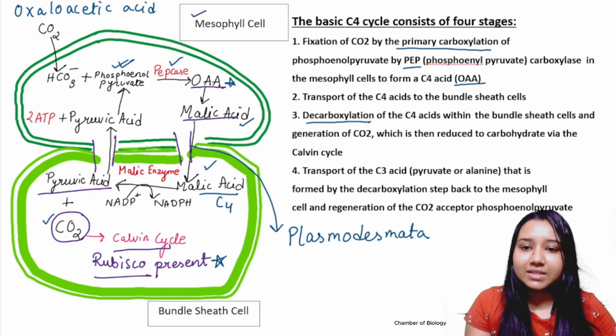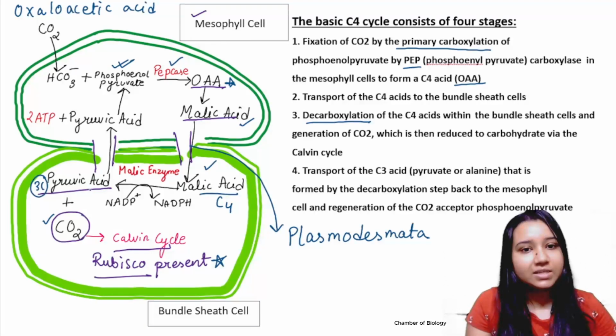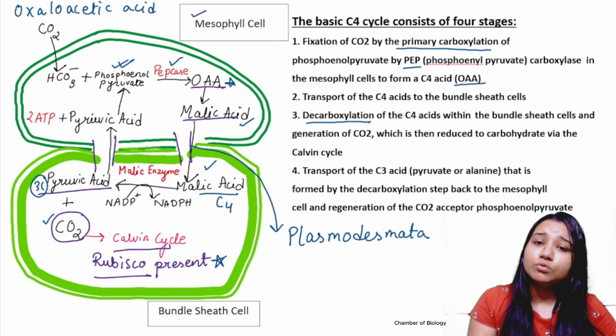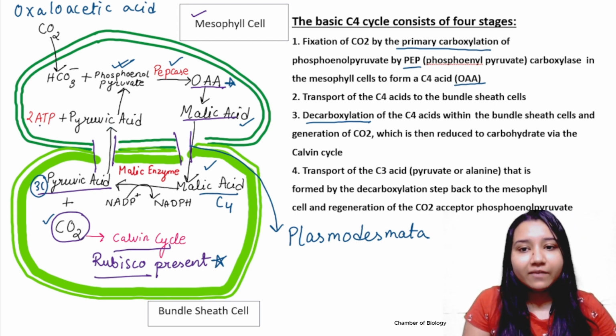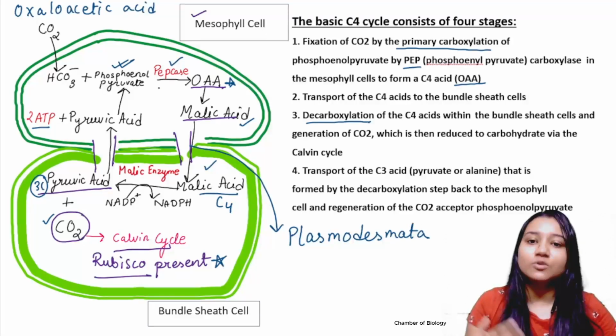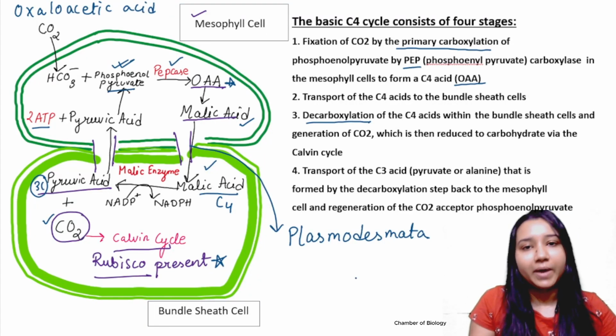Okay, and we can see there is a 3-carbon compound forming, that is pyruvic acid, which is again transported into the mesophyll cell, and we will see that pyruvic acid along with 2 ATP is going to form our phosphoenol pyruvate.